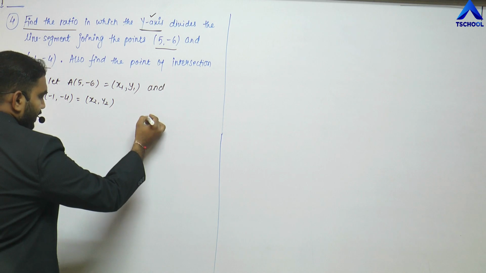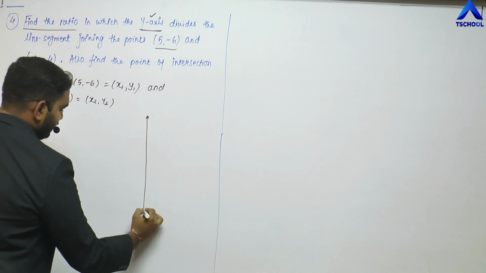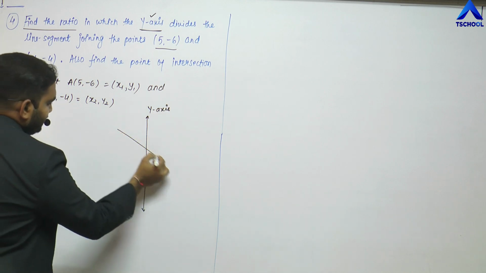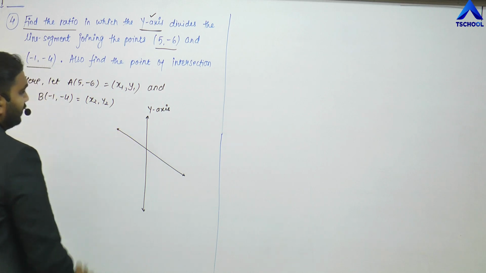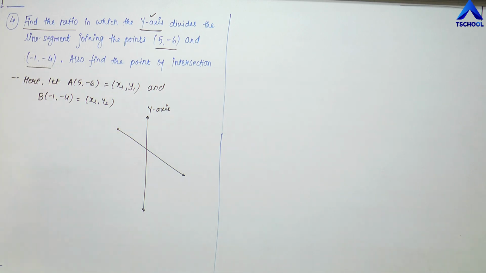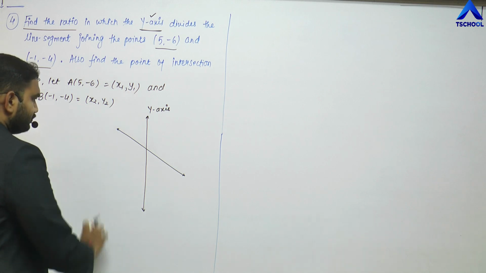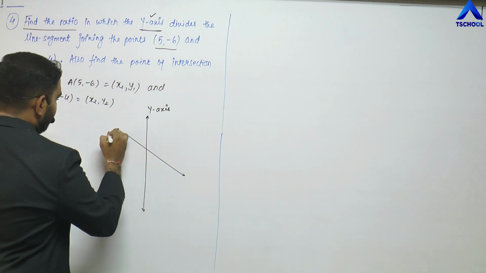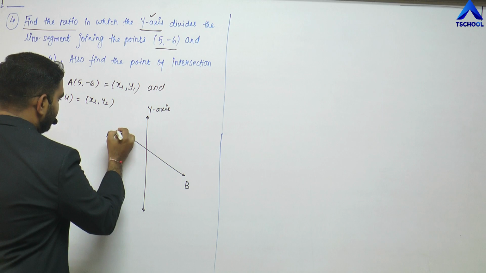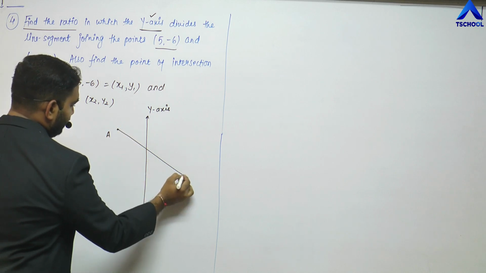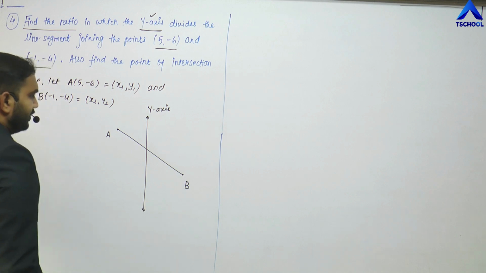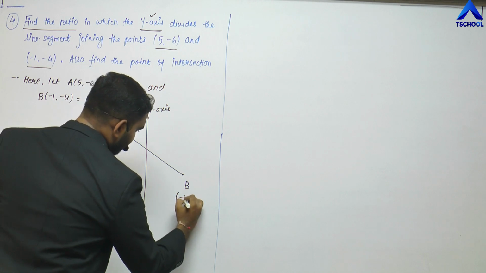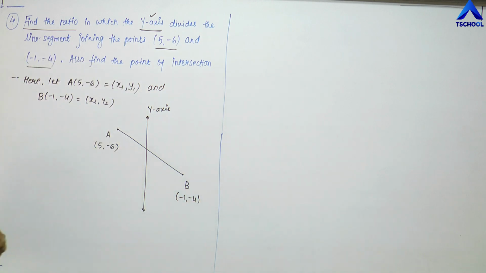What is the y-axis? The y-axis will be a vertical line. Is it clear? Let us say this is the y-axis, and this y-axis is dividing a line segment like this. If I say that this point here has coordinates A and B, this is our line segment and the y-axis is dividing it here. So we will have A as (5, -6) and B as (-1, -4).